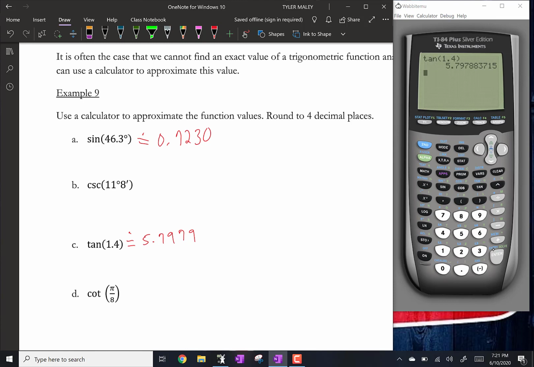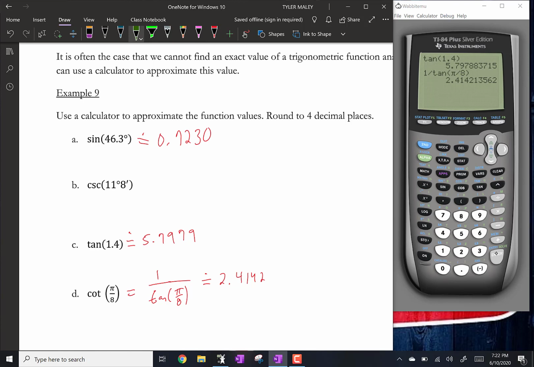So then cotangent of pi over 8 is equal to 1 divided by tangent of pi over 8. Notice I don't have a cotangent button on my calculator. I have sine, cosine, and tangent. So that's why we want to rewrite that using the reciprocal identity. So I can type this in my calculator, 1 divided by tangent of pi over 8. And this is approximately equal to 2.4142.